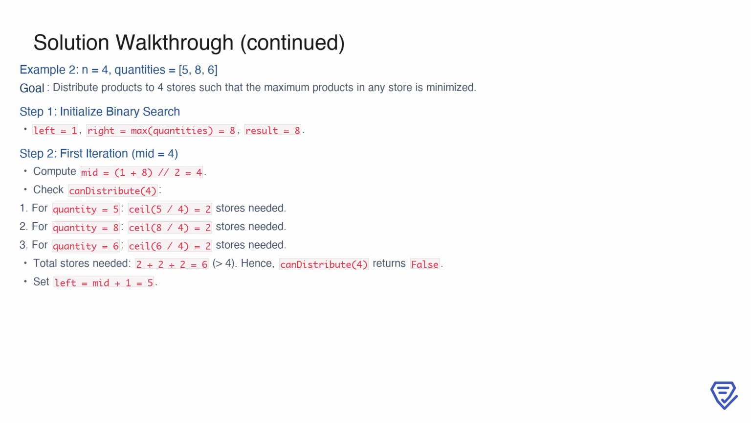Using the canDistribute helper function, we determine that 2 stores are needed for 5 products, 2 stores are needed for 8 products, and 2 stores are needed for 6 products, resulting in a total of 6 stores. Since this exceeds the available 4 stores, a maximum of 4 products per store is not valid. We adjust the search range by setting left to mid + 1, which is 5, and proceed to the next iteration.